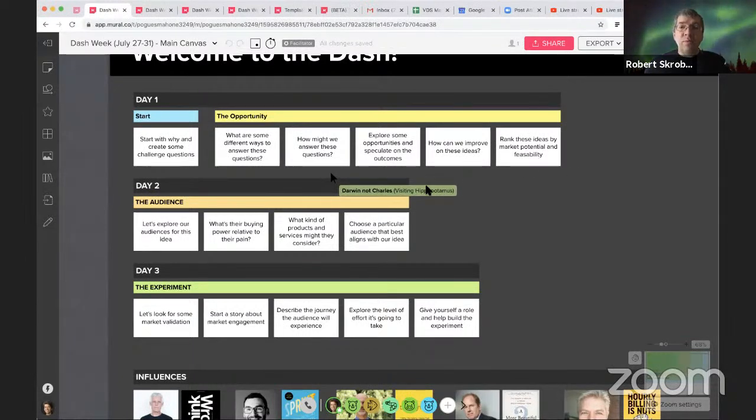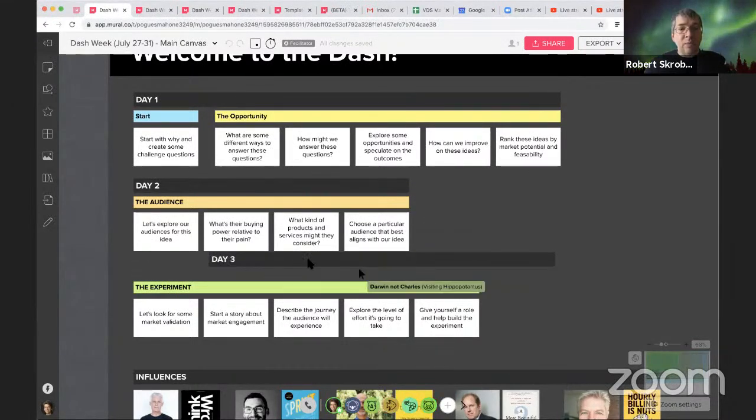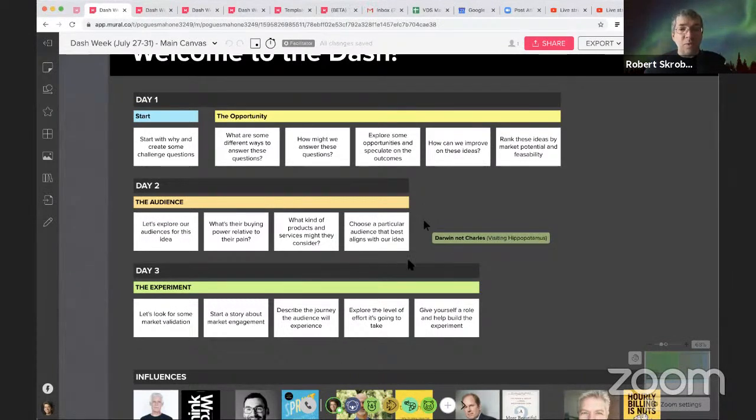From there, after we sense an opportunity somewhere, we're going to focus on the audience. That's tomorrow. You focus on the audiences for the idea and what they're all about, and don't worry if you move stuff, it's totally fine.